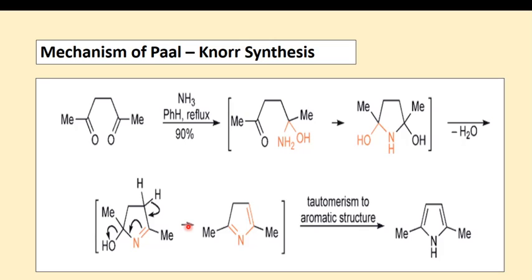After the tautomerism effect, that is the shifting of hydrogen, from the fourth position, hydrogen shifts towards nitrogen. That's why a new bond is formed between nitrogen and hydrogen, and the double bond changes. The new bond is formed between 4 and 5. So this is a new pyrrole which is formed. It is 2,5-dimethyl pyrrole.